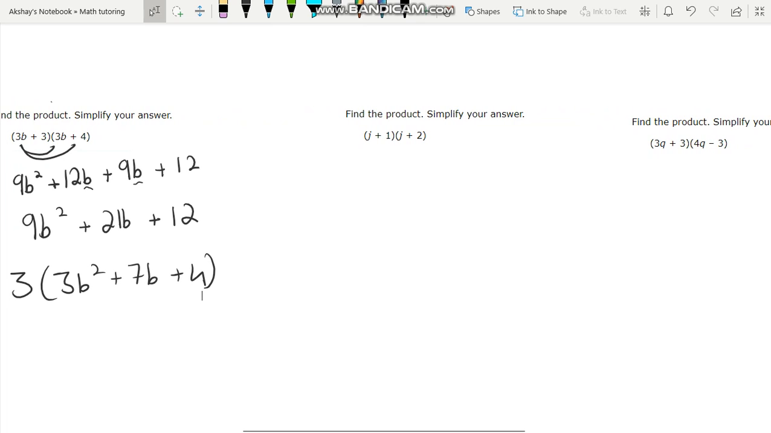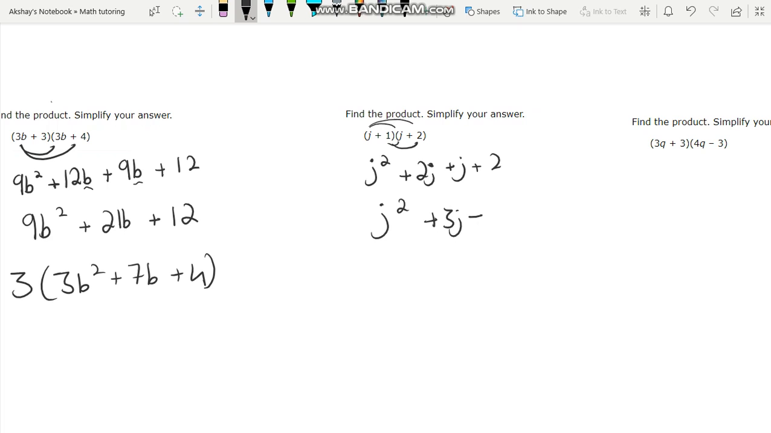Okay, so again we have the distributive property we can use. So j times j gives me j squared. j times 2 gives me 2j. 1 times j gives me plus j. 1 times 2 gives me positive 2. Add my like terms, j squared stays the same. 2j plus j gives me 3j plus 2. There we go. Okay, final question.